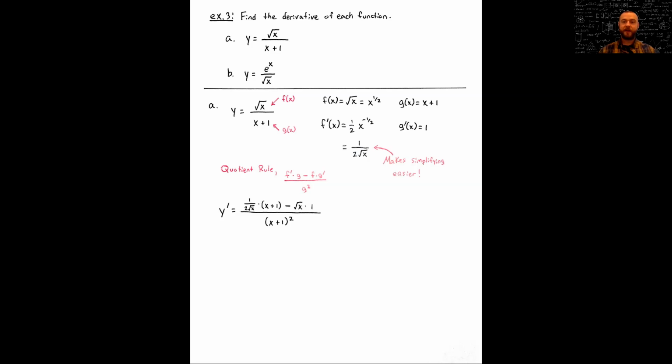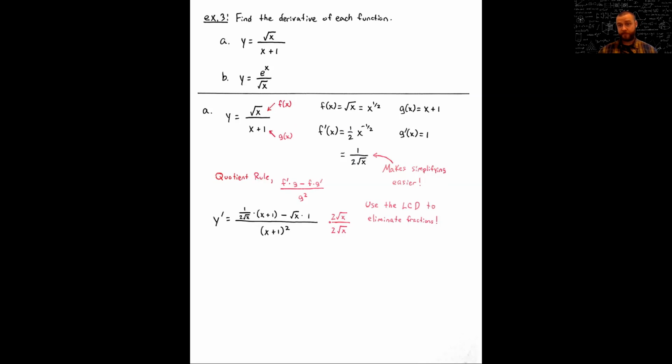What I like to advocate is a very quick way to eliminate the fractions within fractions. Notice in the numerator from f prime, we have 2 square root of x as the denominator within the numerator. All the other terms, which are not fractions, have denominators of 1. So we can use the LCD, which would be 2 square root of x. And what I'm going to do is multiply the numerator and denominator by that. Notice something over itself is 1, which we're algebraically allowed to multiply by.